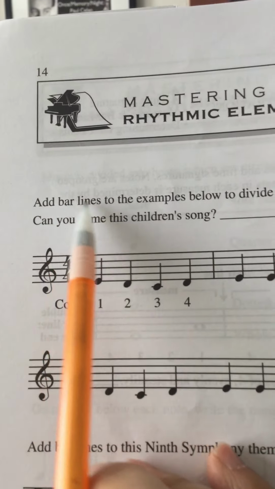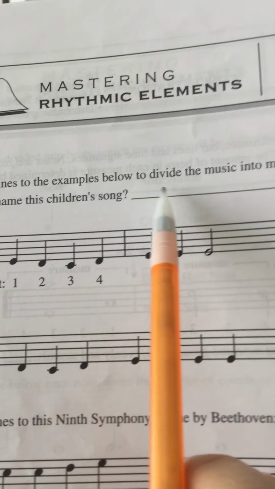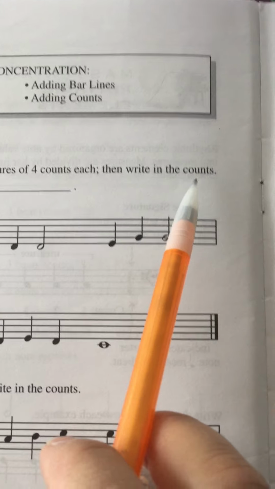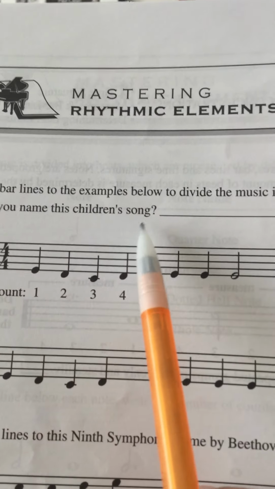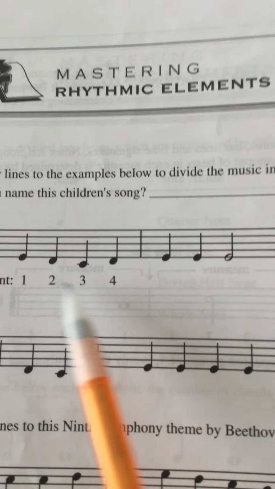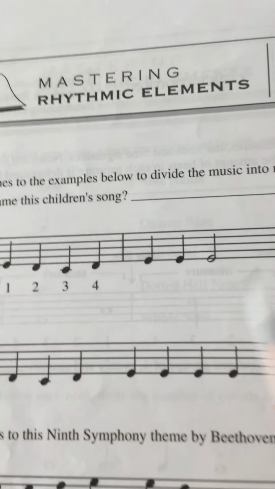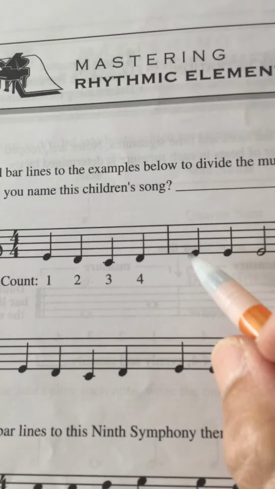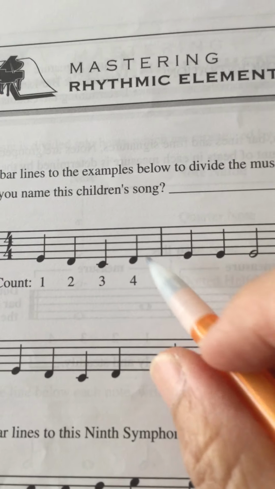Similarly, they say add bar lines to the examples below to divide the music into measures of 4 counts each, then write in the counts. Then can you name this children's song? If you can't name it, not a big deal. Go ahead and write the numbers and then see if you can play it. It's not a hard piece to play, but if you don't know it, it's not a big deal.